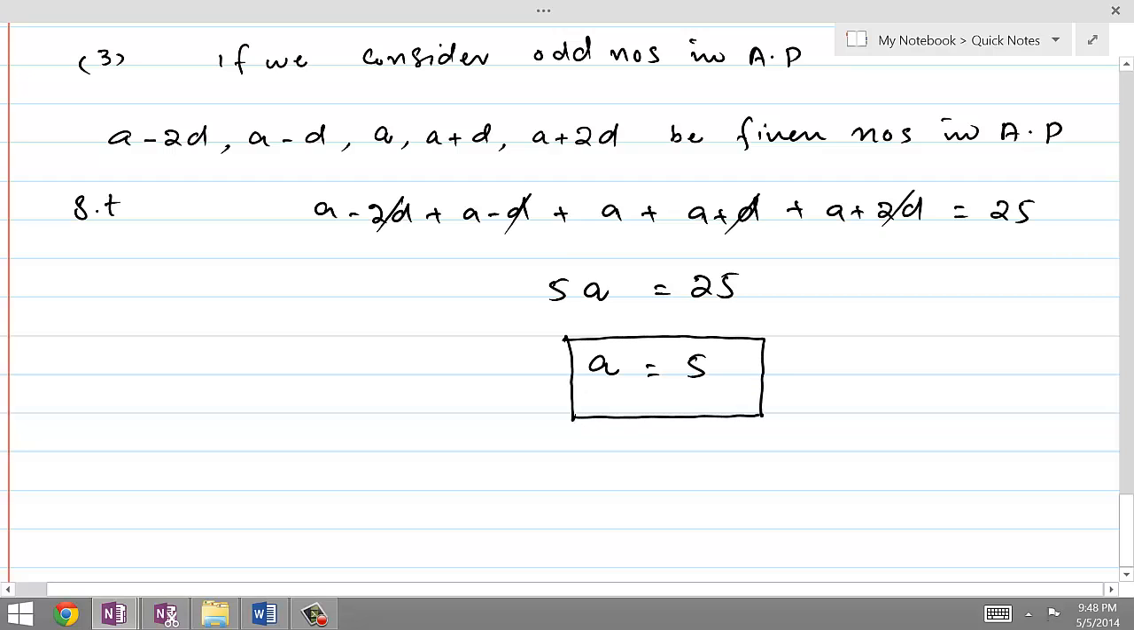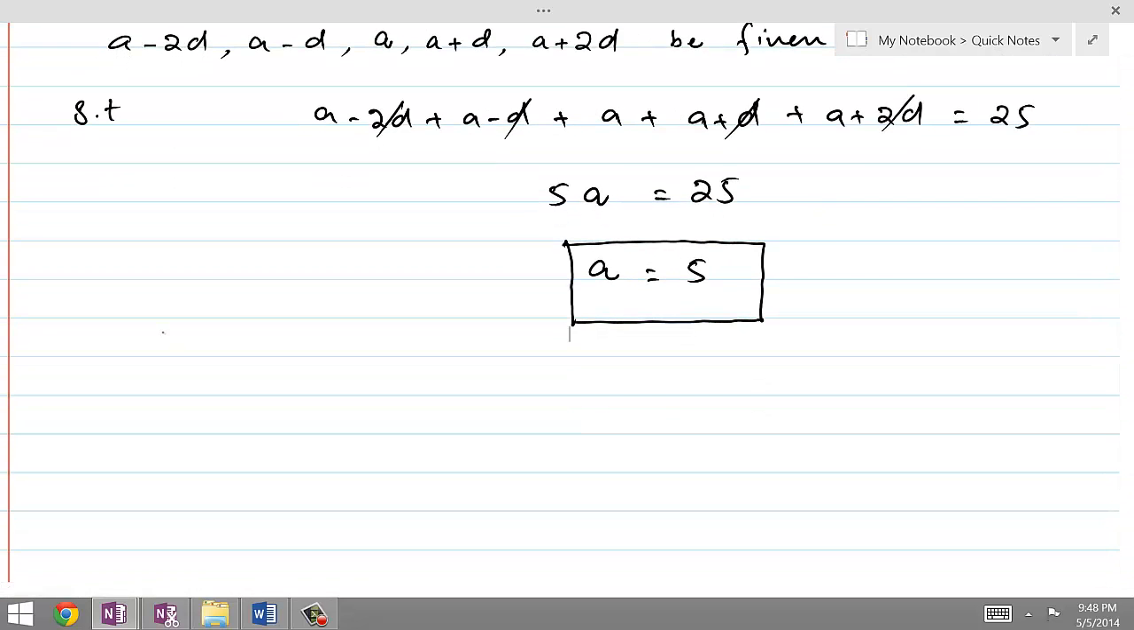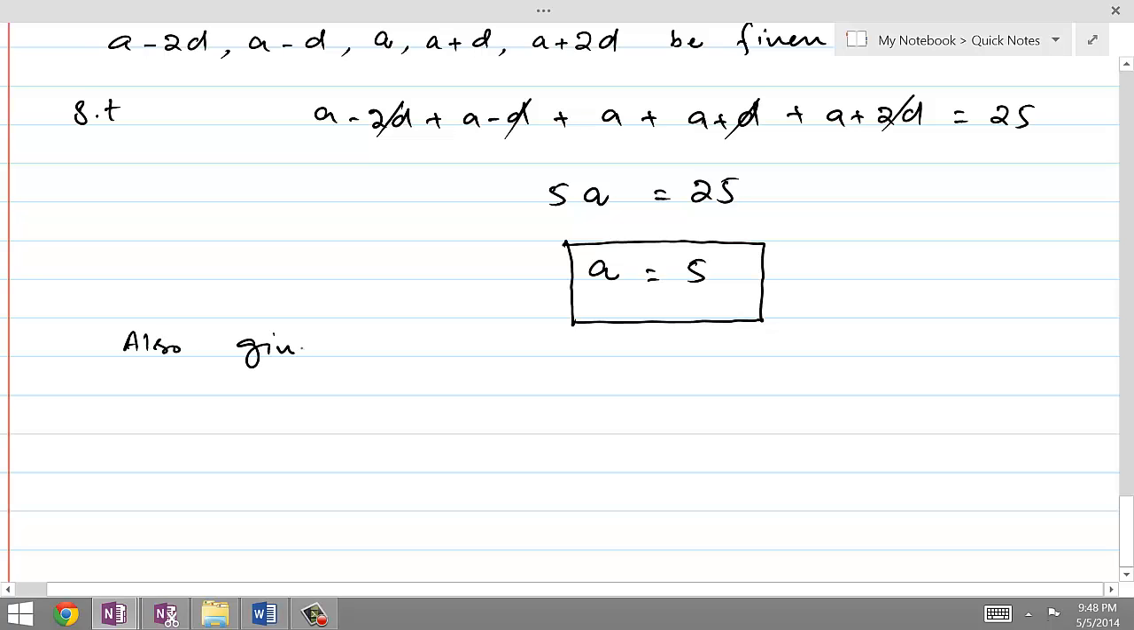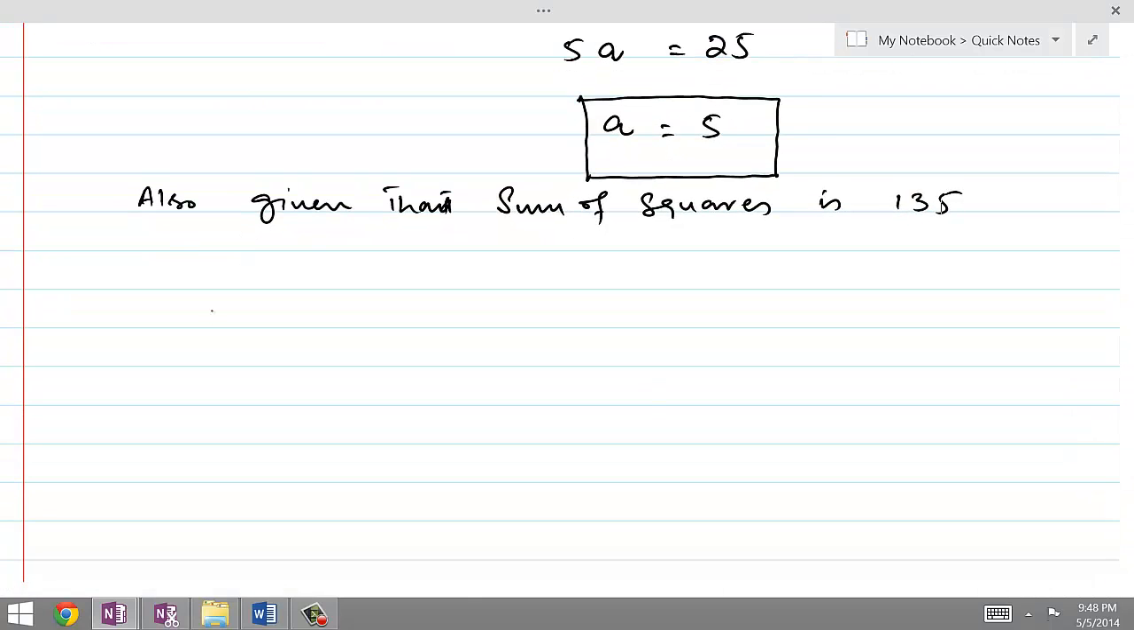And now there is another condition, that the sum of squares is equal to 135. That's given.